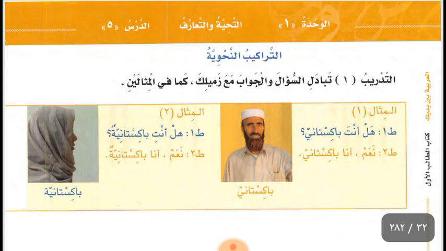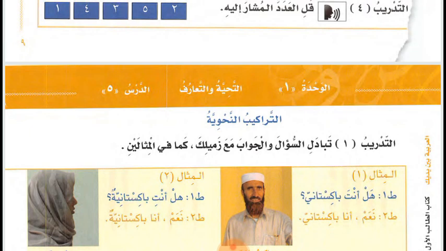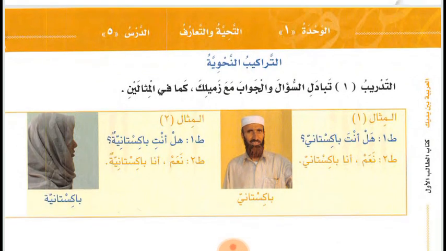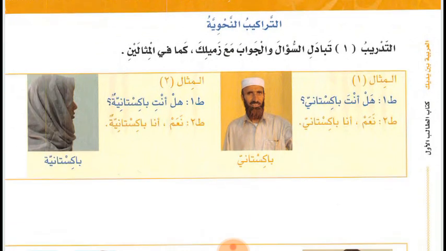Then on the next page we have Dars Khamis, fifth lesson, at-Tarakib an-Nahwiyya, grammatical structures. At-Tadrib al-Awwal, first exercise. The meaning of at-tarakib an-nahwiyya? Grammatical structures. Okay. Then at-tadrib al-awwal, tabadal as-su'al wal-jawab ma'a zamilika kama fil-mithalayn. Tabadal means exchange. Exchange the questions and answers. Ma'a zamilika, with your colleague. Zamil means colleague, ka means your, ma'a means with. Kama fil-mithalayn, as in the two examples.